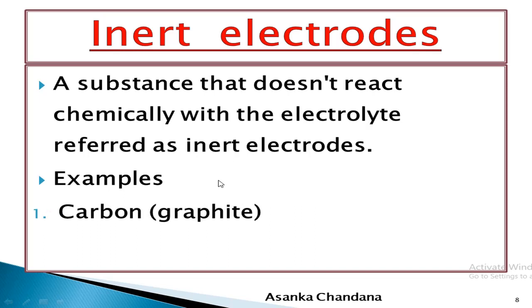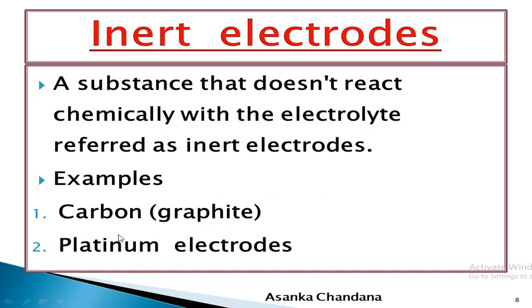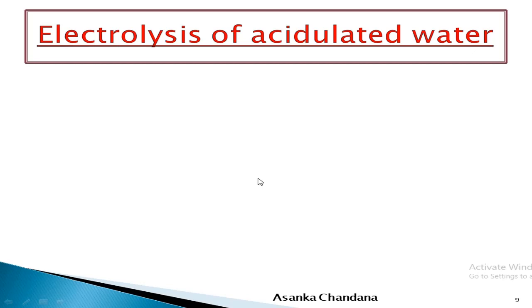One of them is carbon, or graphite, an electrode which does not react chemically with the electrolytes. Therefore, carbon or graphite belongs to the inert electrodes. Second one, platinum electrodes. Platinum is a substance that doesn't react chemically with the electrolytes. Therefore, platinum also belongs to the inert electrodes. Then we will go to learn about electrolysis of acidulated water.